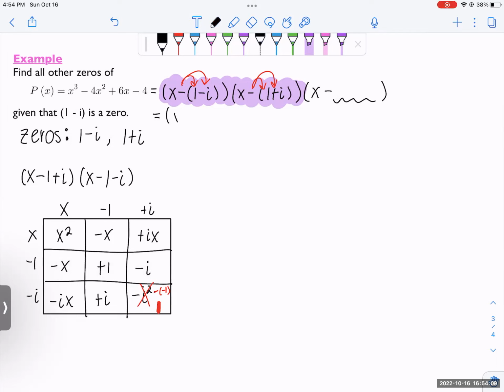So this comes out to x squared. Negative x minus x is minus 2x. Negative ix and ix cancel. i and i cancel. Then we have 1 plus 1, which is 2.